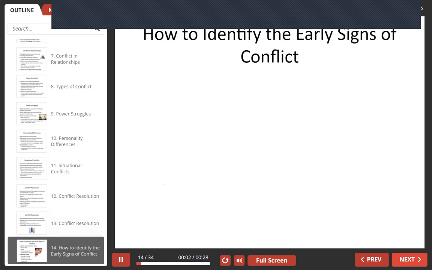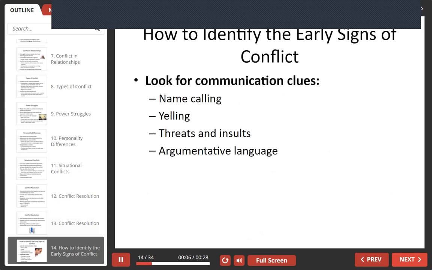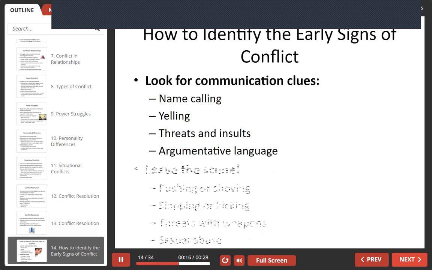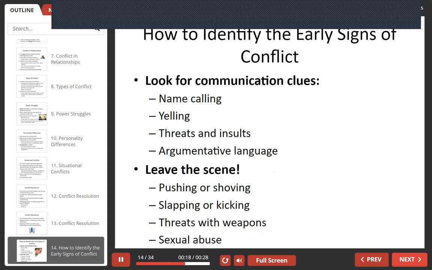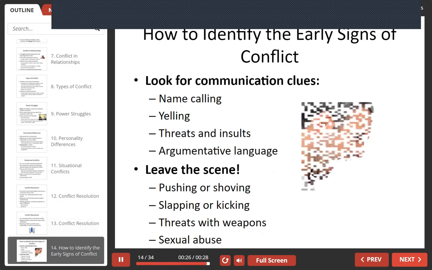The way that you identify early signs of conflict is to look for communication clues, such as name-calling, yelling, threats and insults, and argumentative language. But when things become extreme, you must leave the scene, such as pushing or shoving, slapping or kicking, threats with weapons, even sexual abuse. Do not tolerate it.